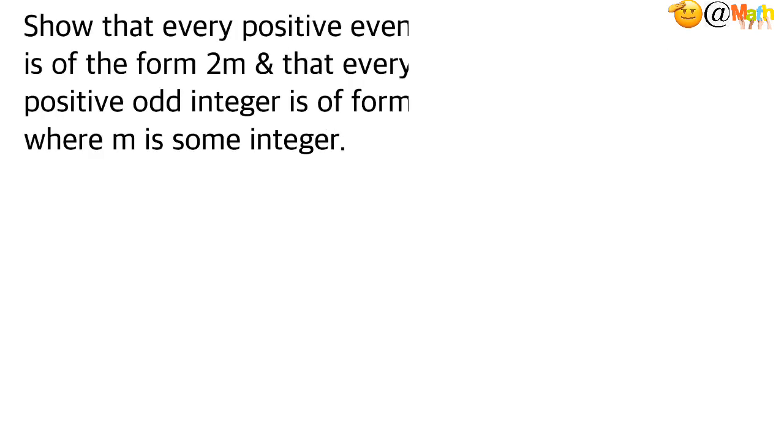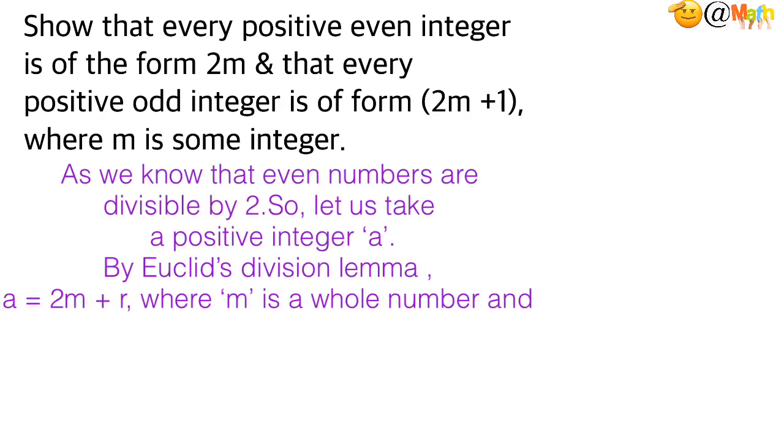Show that every positive even integer is of the form 2m and that every positive odd integer is of the form 2m plus 1, where m is some integer. As we know that even numbers are divisible by 2, let us take a positive integer a. By Euclid's division lemma, a is equal to 2m plus r, where m is a whole number and r is greater than or equal to 0 and less than 2. So r will have the value 0 or 1.